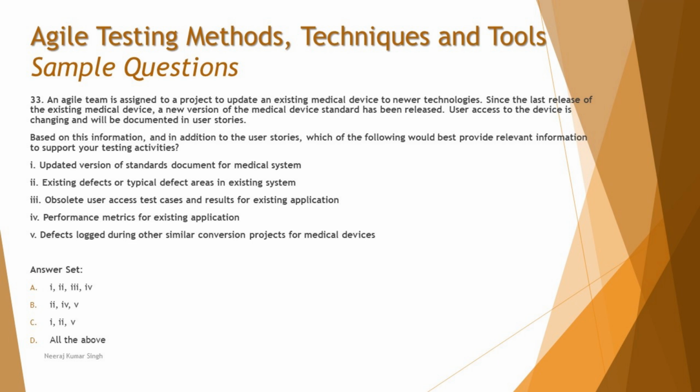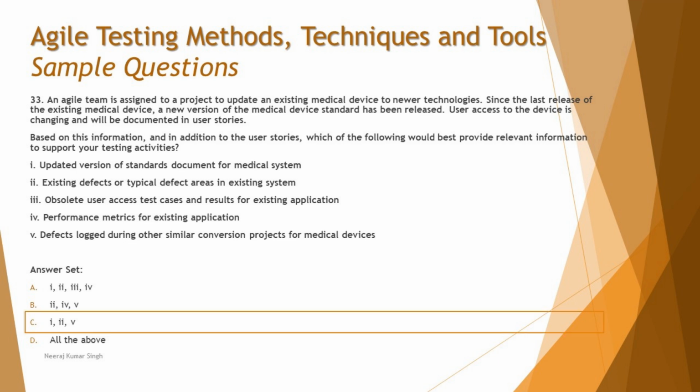So I think with that we actually got the right answer. The statements which are true, or what we need additionally, are the updated version, existing defects, and defects from other conversions. So 1, 2, and 5. And I think the right answer here is C. That is, 1, 2, and 5 are the things we need in order to support our test activities: the updated version of the standards document, existing defects or typical defect areas, and of course, the defects logged during conversion of other medical devices.